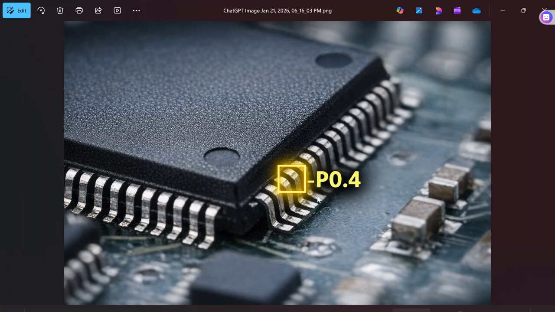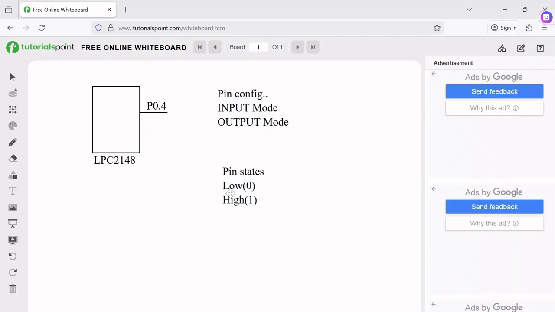on a microcontroller can act as an input pin, an output pin, or it can be driven high, or it can be driven low, and sometimes even it acts as an active low or active high pin. Let's discuss this pin configuration.